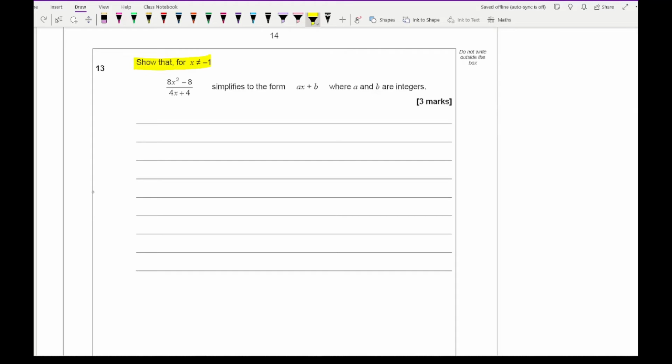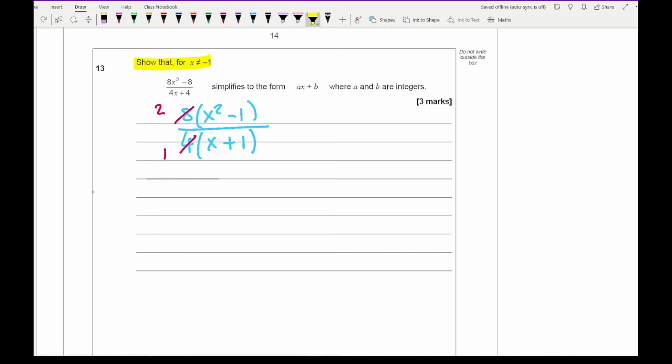So then what we need to do is simplify this. So what we need to do first is factorize. So if I factorize the top, I can see a common factor is 8. So I've got 8 times x squared minus 1. And the common factor in the denominator is a 4, so I've got 4 times x plus 1. Now at this moment, the only thing I can simplify is the 8 and the 4. So I can cancel that and that becomes a 2, that becomes a 1.